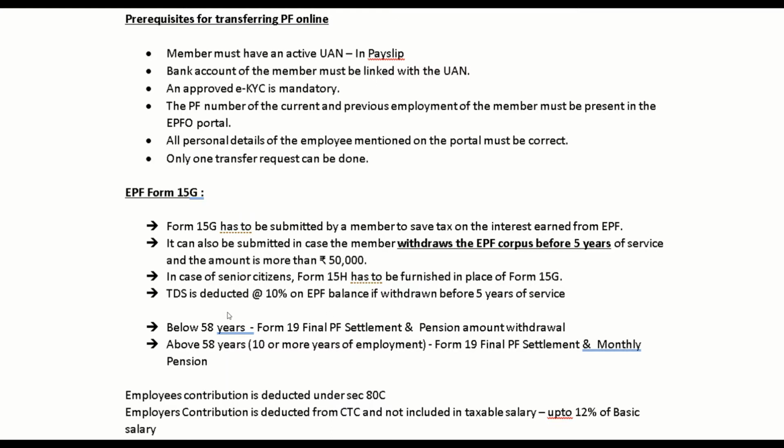So this is about tax, and this is below eligibility of the pension. If you are below 58 years, you can claim both, the pension amount and the accumulated amount, and if you are above 58 years, you are eligible for pension. So you get a final settlement, and beyond that a monthly pension is there.